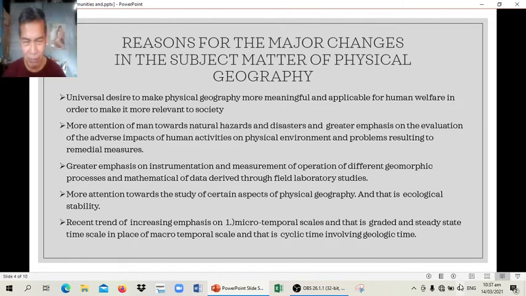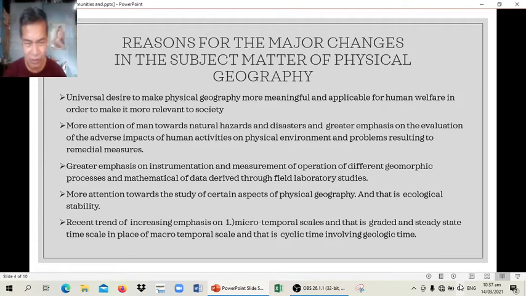The more attention of man towards natural hazards and disasters, and greater emphasis on the evaluation of the adverse impact of human activities on the physical environment and problems resulting to remedial measures. Kaya nagbibigay tayo ng napakalaking atensyon dahil ang mga activities ng tao on physical environment results to na uuwi din sa pag-aayos yung mga problema nililikha natin.